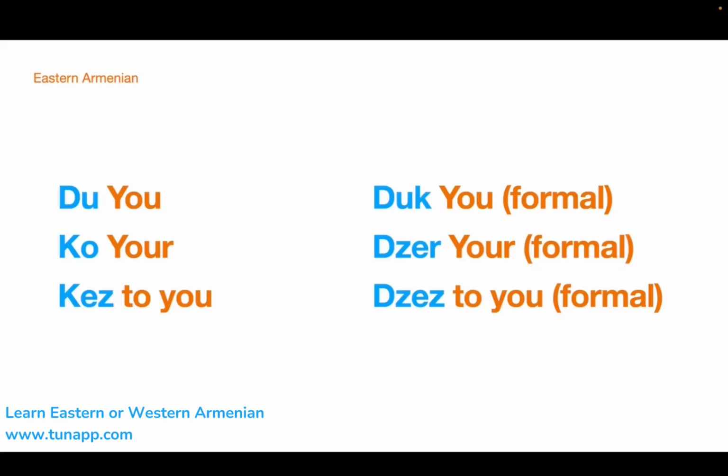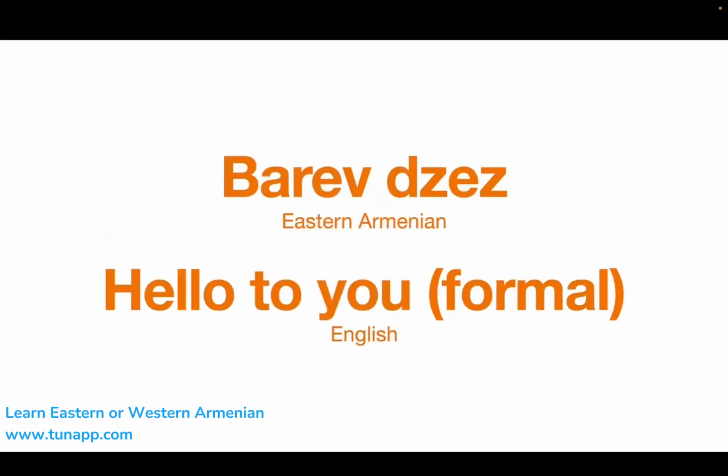And before we go, we'll show you one other little thing in formal speech that you may not have known before. In Eastern Armenian, the way to say you is du. Du is the way to say you in a formal setting. Ko is the way we say your, zer is the way we say your in a formal setting, and kez is the way we say to you or tzez to you in a formal setting. And so you know when you walk into a shop or a restaurant in Armenia and you're greeted barev tzes, you know that this means hello to you in a formal or a very respectful manner.